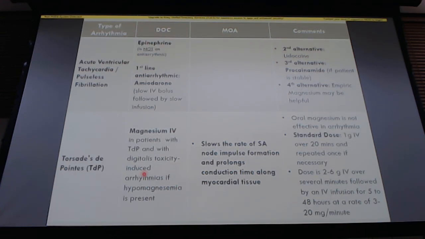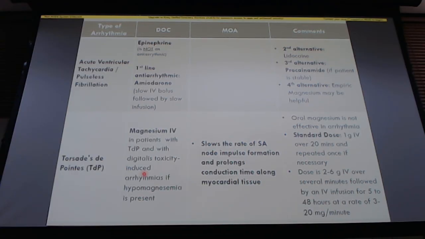When we're looking at our acute ventricular tachyarrhythmia or your pulseless fibrillation, drug of choice that you have is epi, and then if we're talking about specifically an antiarrhythmic, we have our amiodarone, okay? Don't worry about any of those comments. I don't want you to learn second, third, all of the things. I want you to know your first line for these arrhythmias, okay?